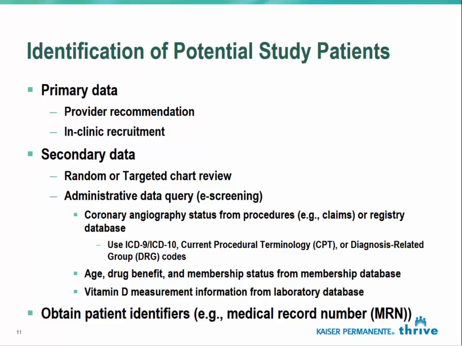As I said, the age and drug benefit information usually comes from your membership databases that the insurance company or the health plan will hold. And then vitamin D measurements would be coming from a laboratory. You could also get that from primary data during a chart review, but generally it's been collected already and you're just looking through information that's been stored. Usually you link all these together through a patient identifier, medical record number, or some other identifier, and that allows you to link patients through the databases.